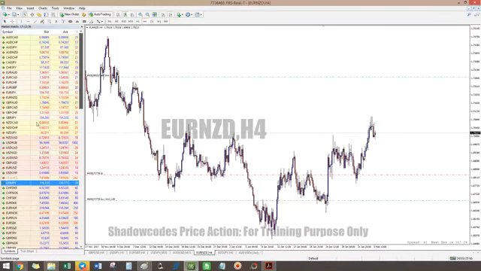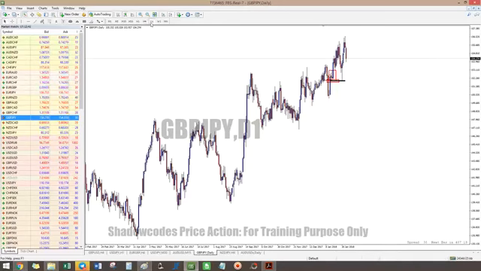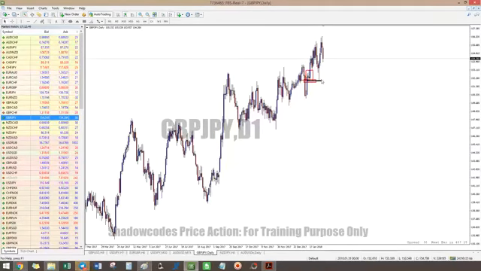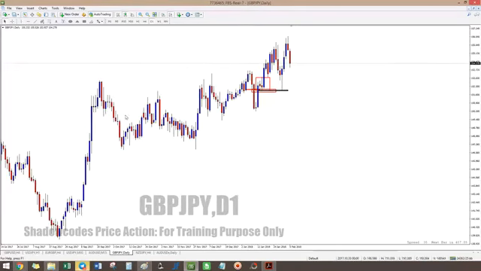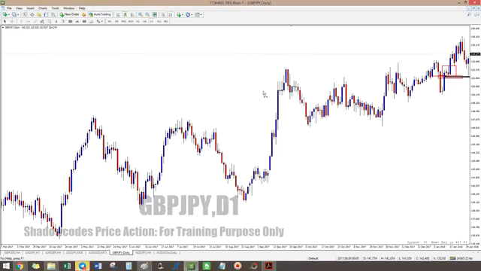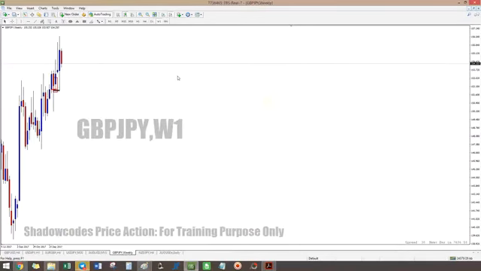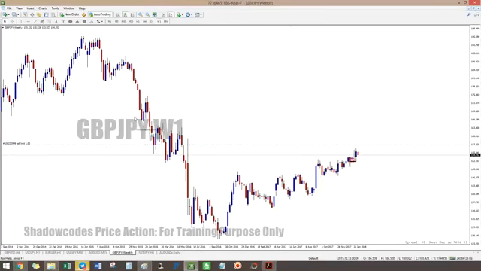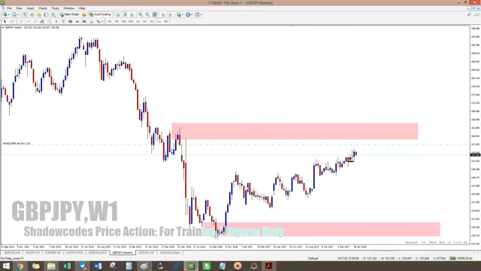GBP JPY. Daily. Okay, this one is a trending market. So usually on this one, I will not trade because I cannot see the range. Look, the range is too far. Unless I go to weekly, then I will see the range. Okay, so this is our trading range. Range over here and range over here. So we will not trade in the trend. In this trend, we will not trade it.